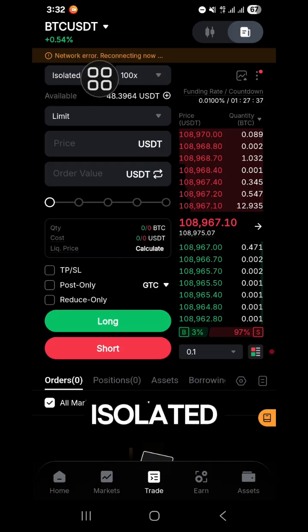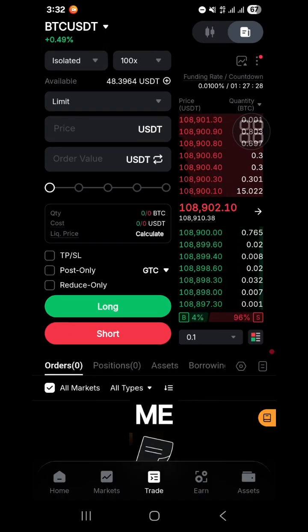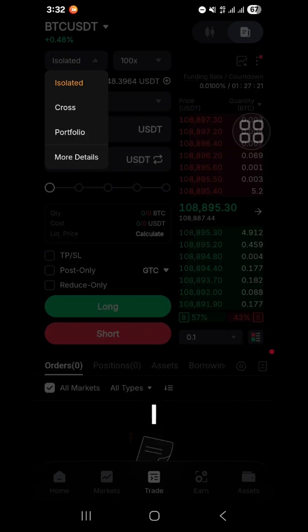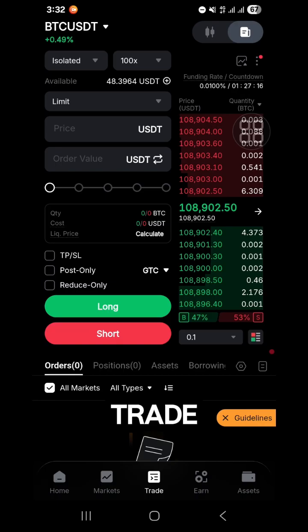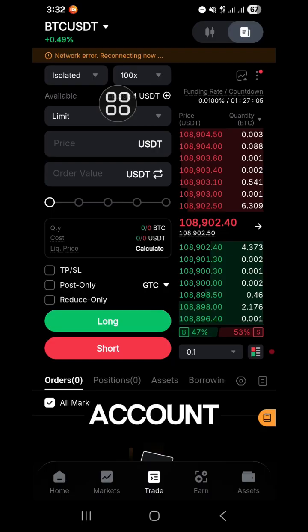If I put this in isolated, as you can see right here, if I go into the market, I go to the trade with just 10 USDT. If the price goes against me and it hits my liquidation price, I'm going to lose just that 10 USDT. But if I put this on cross and I go into the trade with 10 USDT, if it hits my liquidation price, I'm going to lose both the 10 USDT and the remaining balance in my account. That's how it works.